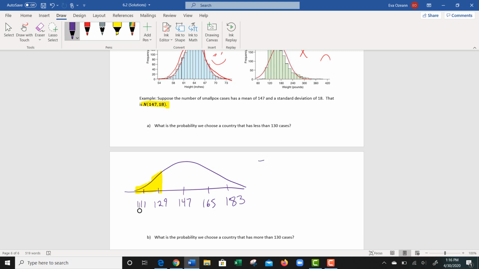So remember, to find the probabilities, you have to find the z-score first. So that's going to be 130 minus 147 divided by 18. We're going to round that to 2 decimal places. So that's going to give us negative 0.94. A negative z-score makes sense because remember, the observation we're looking at is below the mean. Now, the probability that that is less than negative 0.94 is, remember, now that we have the z-score, we're going to find that on our table.